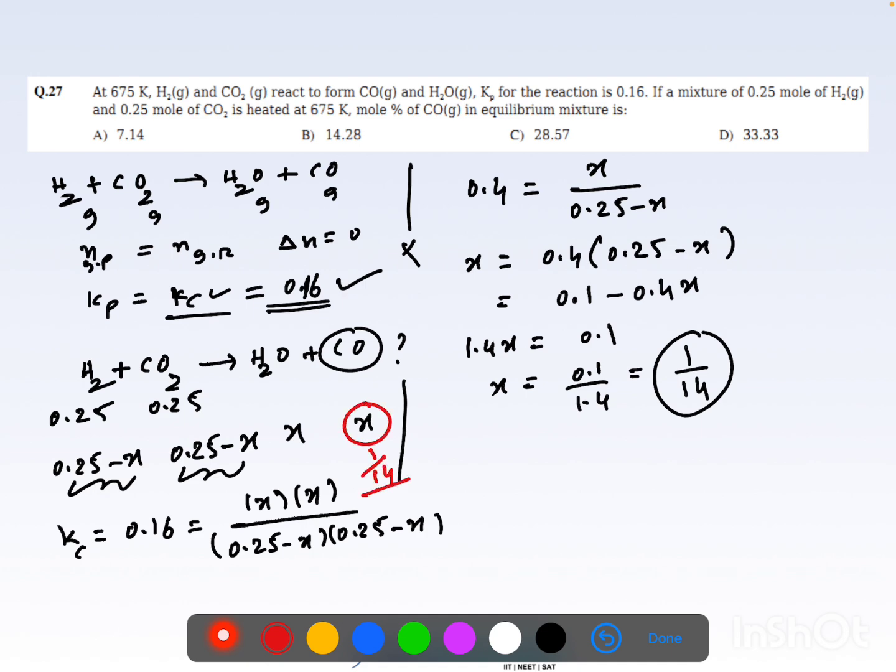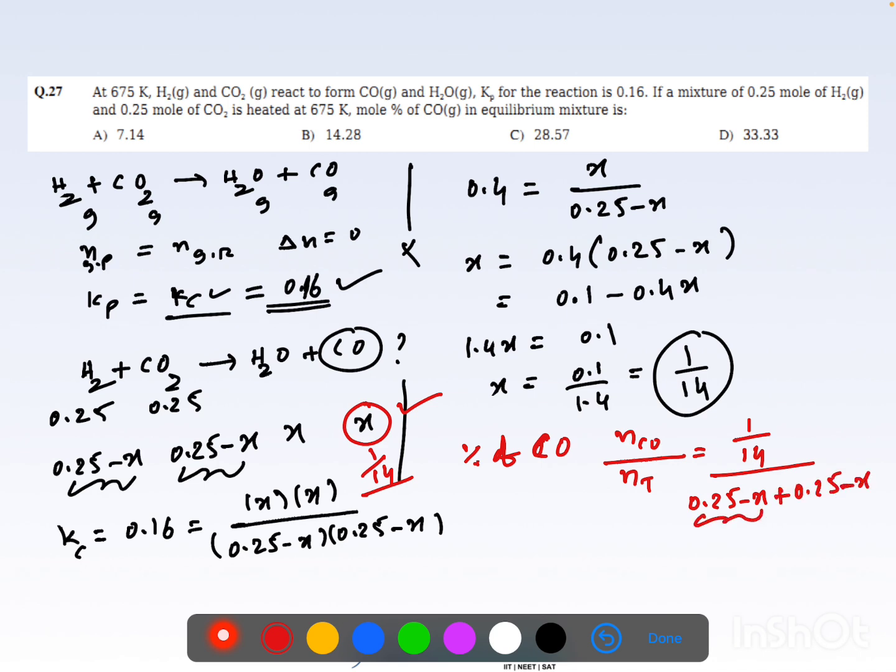Now you have to find out the percentage of CO by mole percentage. That means percentage of CO is equal to number of moles of CO divided by N total. That is 1 by 14 divided by total moles, that is 0.25 minus X plus 0.25 minus X. So these are the moles of the H2 and the CO2 remaining, plus X plus X. So these things get cancelled. So the total moles is also 0.5.